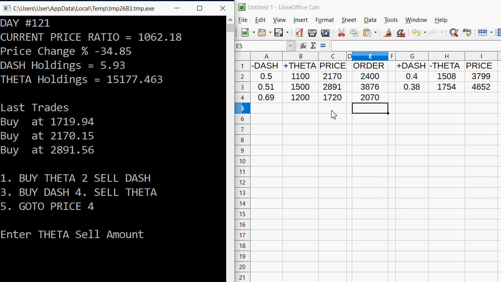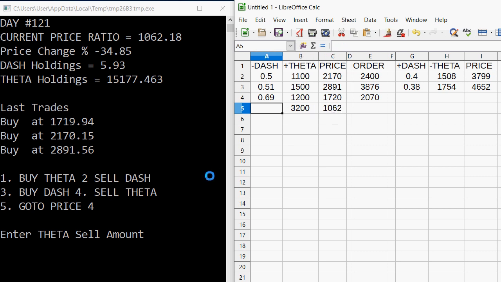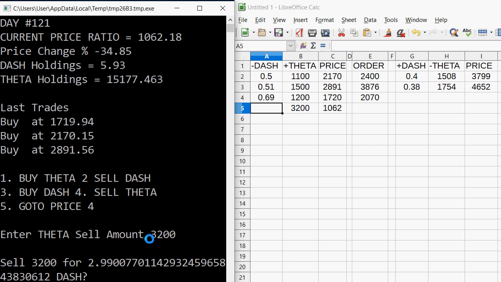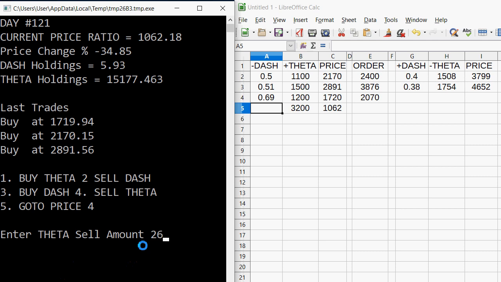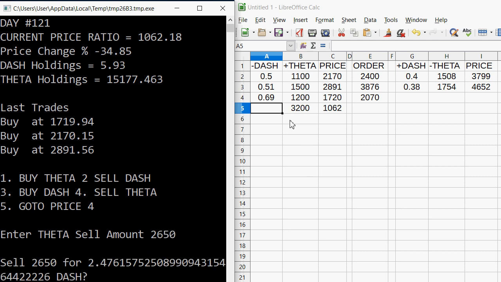And how many are we going to sell? Let's sell, say, again, I'm going to do a lot. Well, more than 10%. Let's even go, say, even more than 20%, say 3,200. That's not its price. The price would be 1062. And let's just see how many we would get for 3,200. That's a good number, but I don't even need to go that far. So what would 2650 do? 2.5. I like that better. So let's go 2650 for 2.48.